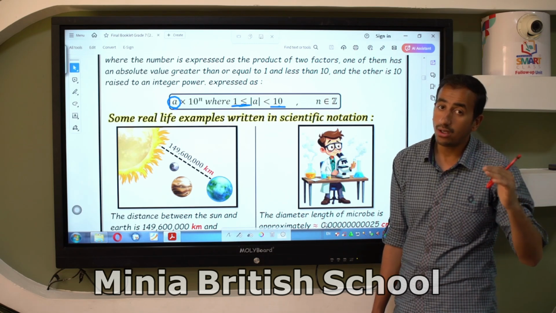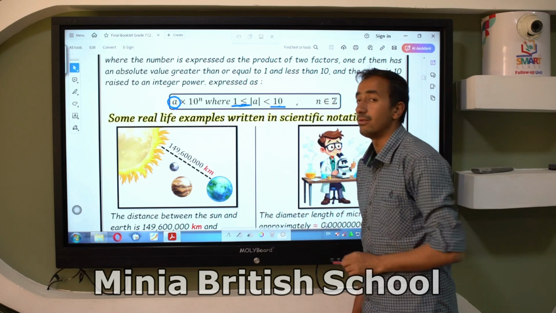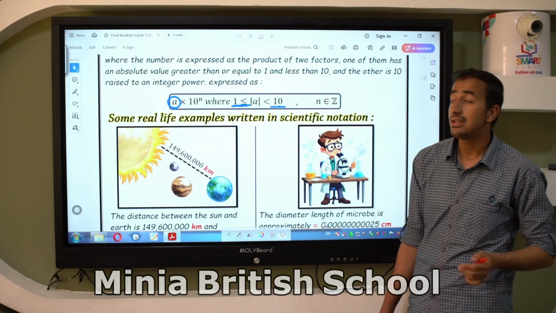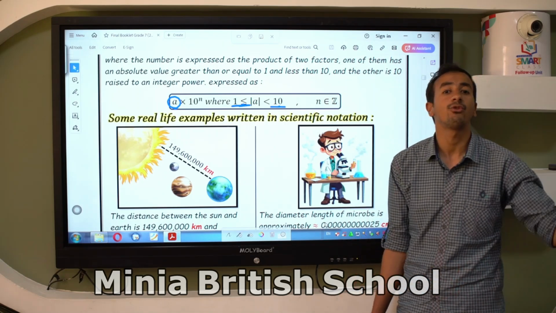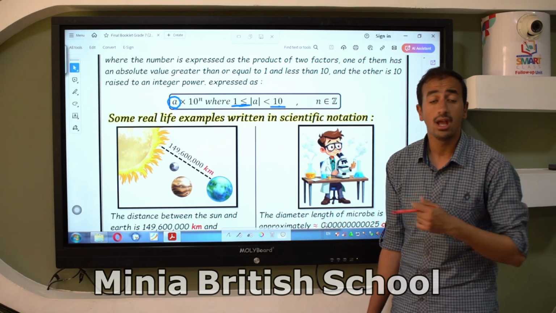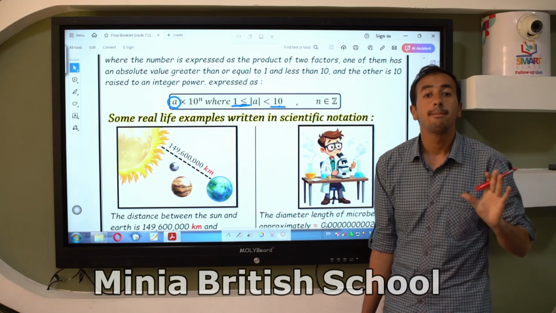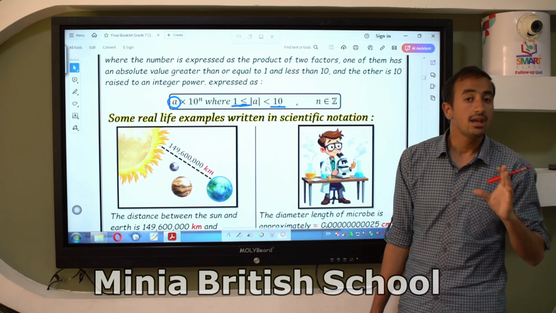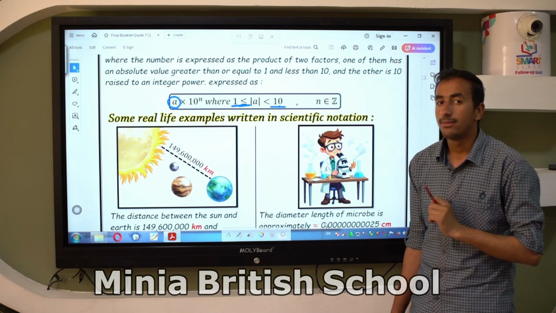A is greater than or equal to 1 and smaller than 10. Here it's the absolute value. Yes, it's the absolute value. Can A be a negative number? Yes: negative 2, negative 3, negative 4.5, negative 7.68. The absolute value of this number must be between 1 and 10, so you can say A is greater than or equal to 1 and smaller than or equal to 10.